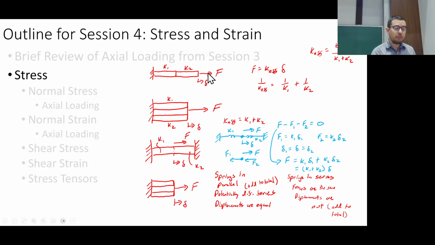So you have to be careful where you're being asked to have a displacement, and where the force is being applied, and what the constraints are. And that's kind of rhetorical.